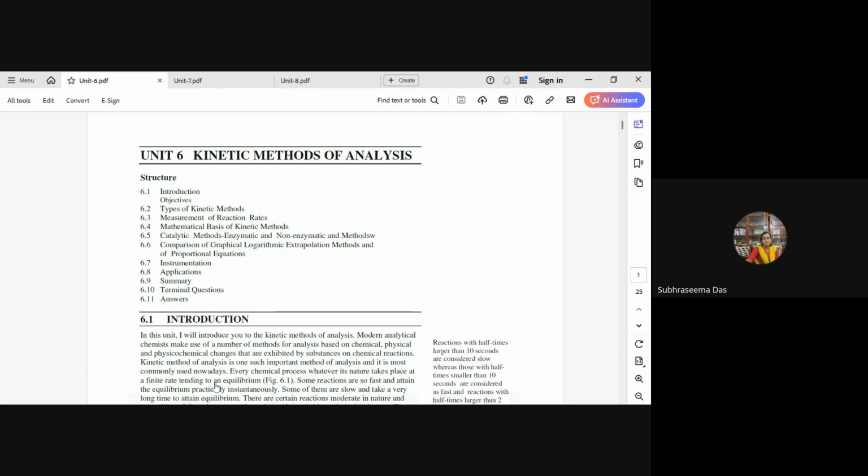Good evening, everyone. Today we will start with Unit 6, that is kinetic methods of analysis. Yesterday we had talked about analysis of data followed by the lab protocols. Today we will be knowing about various kinetic methods and the various processes of kinetic analysis.